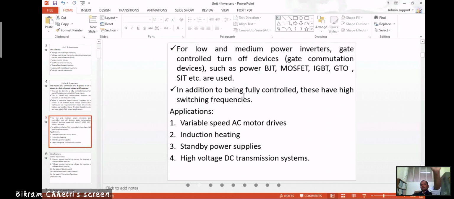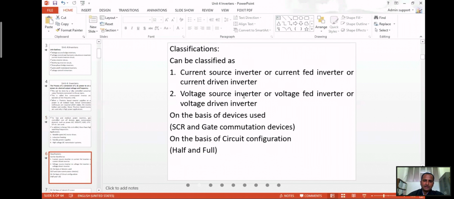The applications are variable speed AC motor drives, induction heating, standby power supplies like the UPS, and high voltage DC transmission systems. You might study HVDC systems in detail in power system and power electronics applications. These are some of the applications of an inverter.